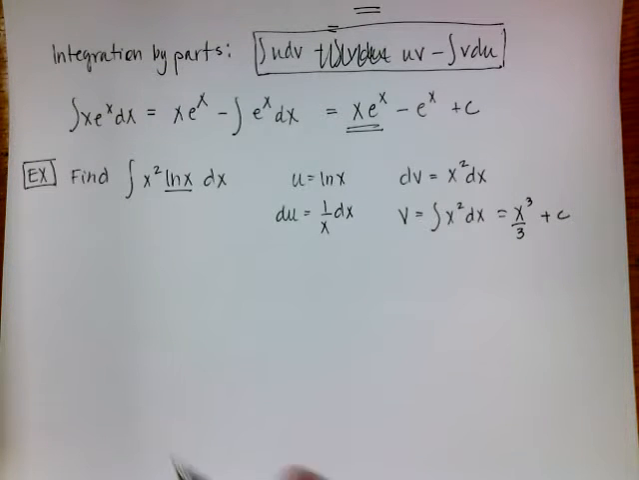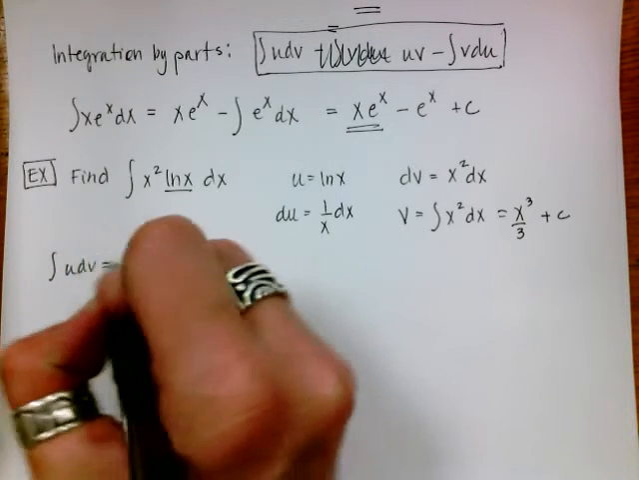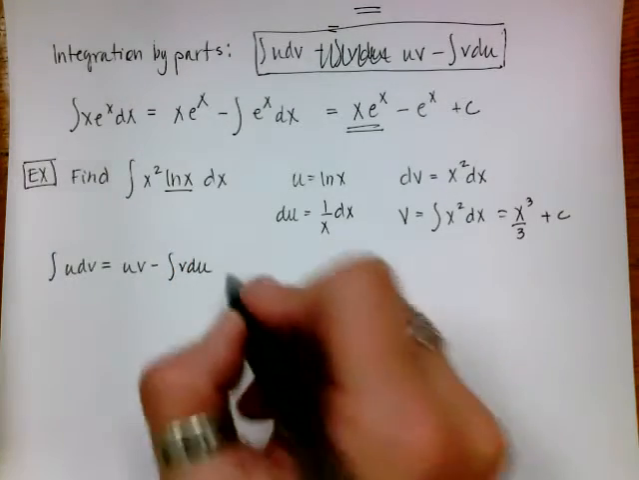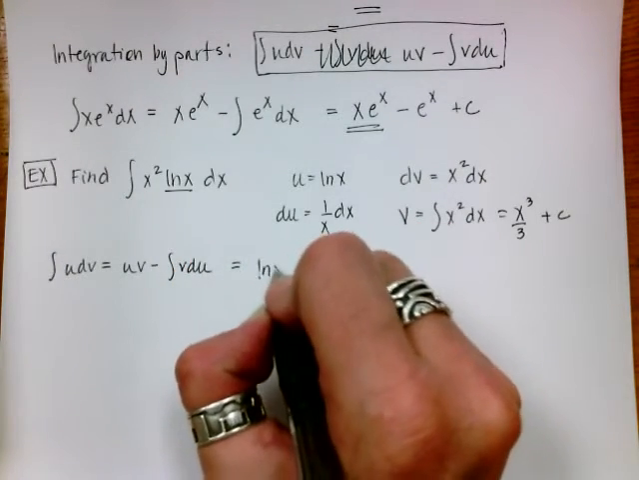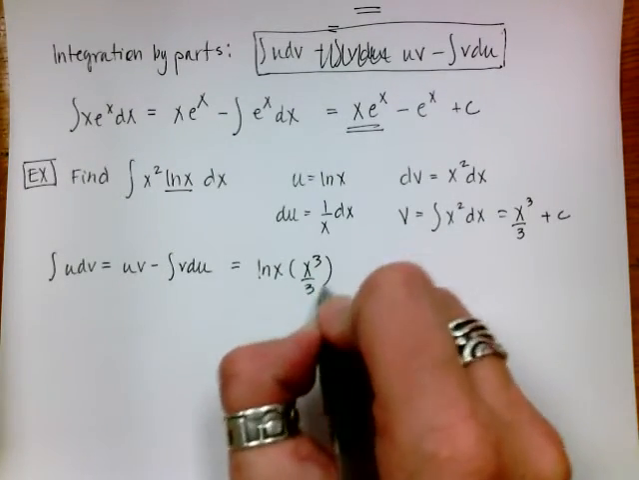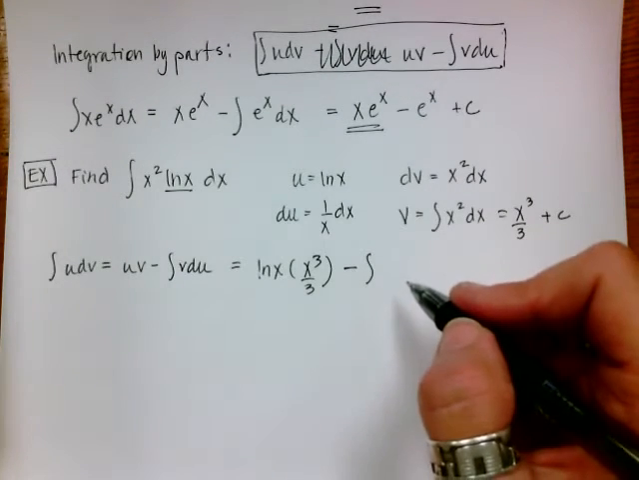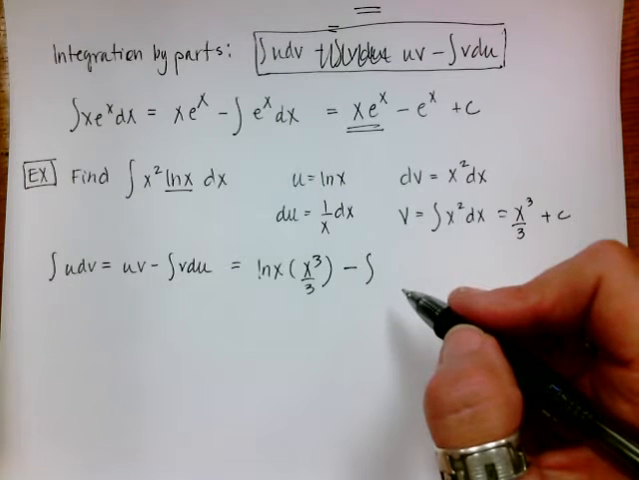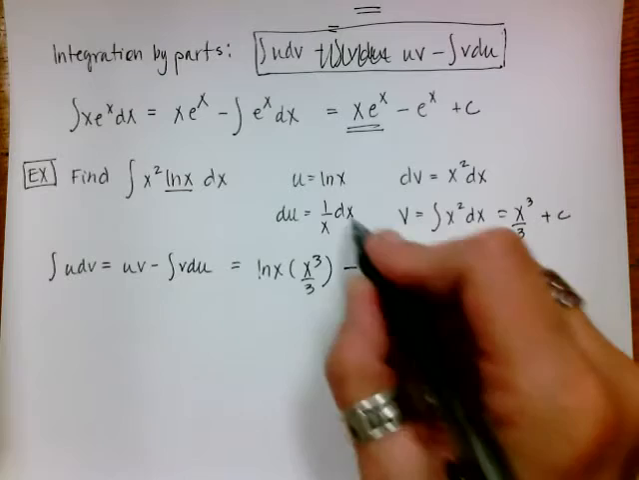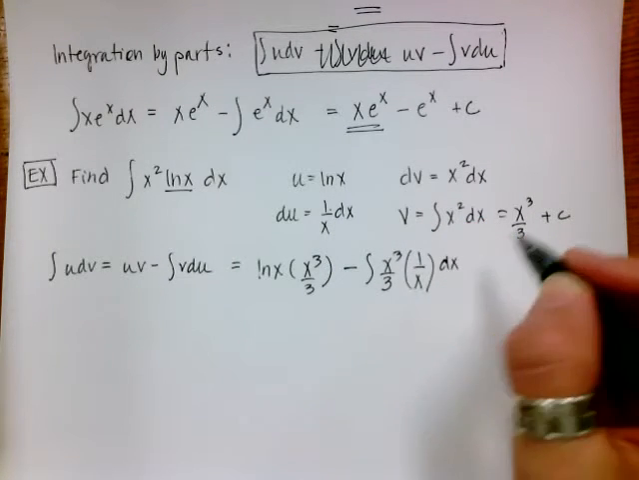Okay? So now if I do my integration by parts, which says that the integral of u dv is uv minus v du, my u is the natural log of x, my v is x cubed over 3. I'll bring the c in a little bit. And then minus the integral of v, so v is x to the third over 3, du is this guy 1 over x dx, okay?